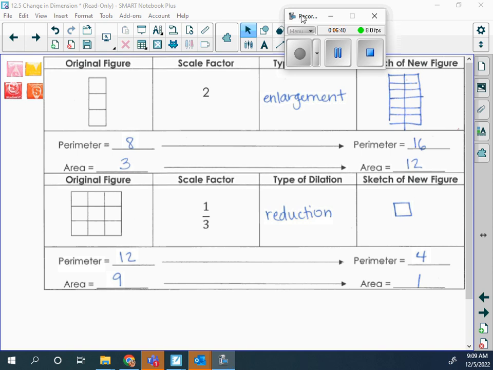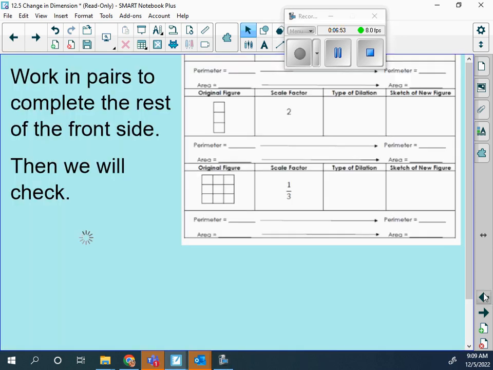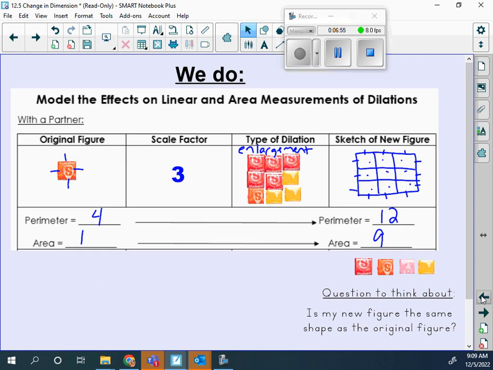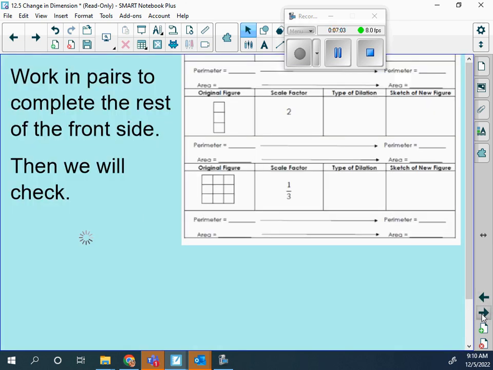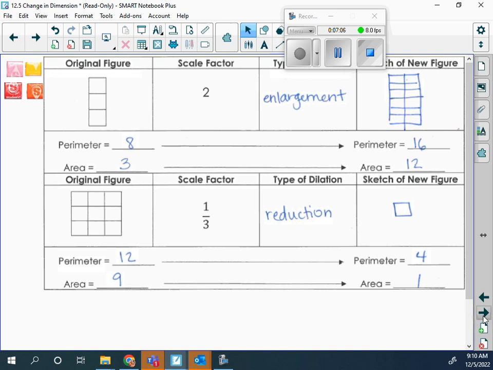Did you get that it was a reduction? And look, it was only one little square. Did anybody happen to notice a relationship between this one and something else on the page? Tell me. Yeah, it's just like this one, except for the other way around, right? So if you knew this one was a scale factor of 3, if you went back the other way, it would be 1/3. Okay? And then did you get the original perimeter 12, new 4, 9, and then 1?